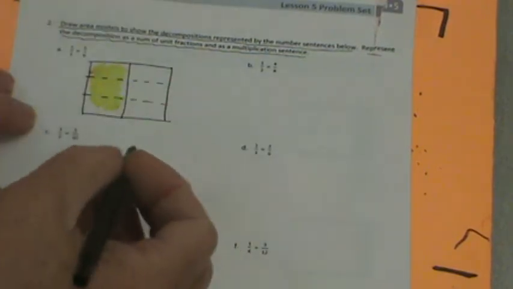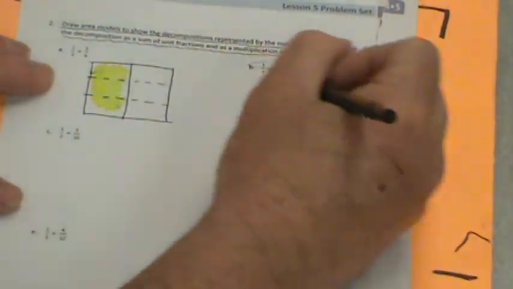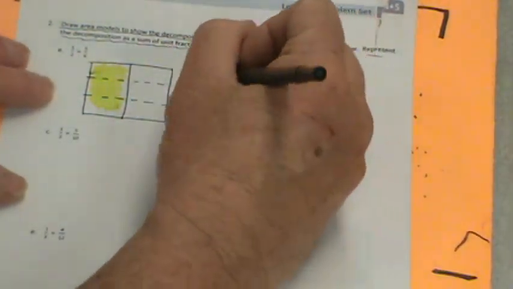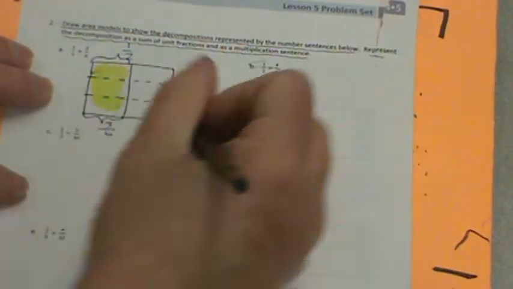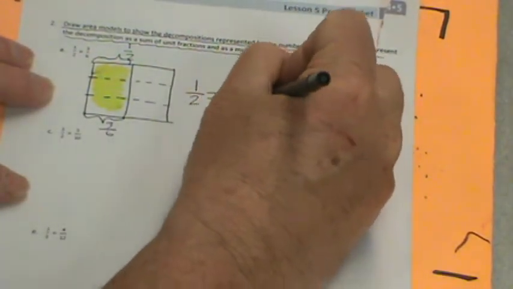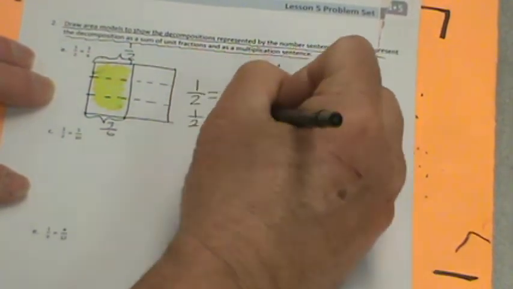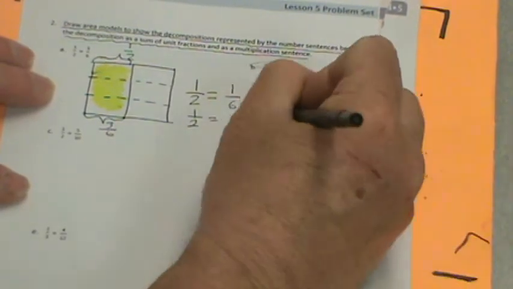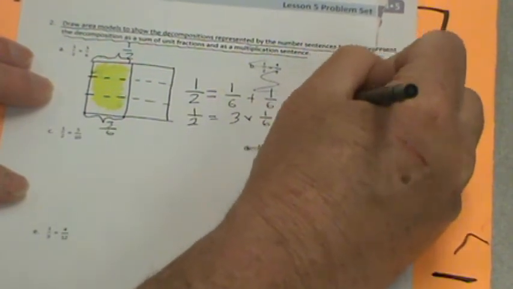So let's prove it with multiplication. And I'm going to cross out B, D, and F. We're going to prove it with multiplication and addition. We would say 1/2 equals, let's do our little brackets, 1/2, and now we have 3/6. So 1/2 equals 1/6 plus 1/6 plus 1/6, or 1/2 equals 3 times 1/6, which would equal 3/6, and I can also put equals 3/6 on that side too.